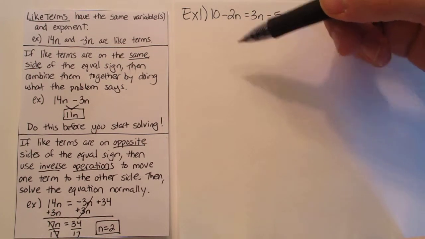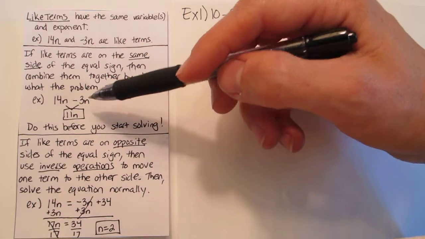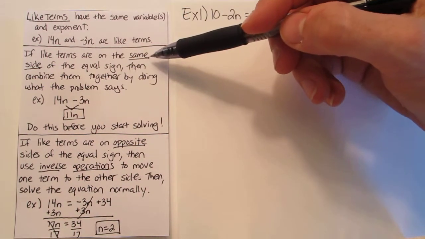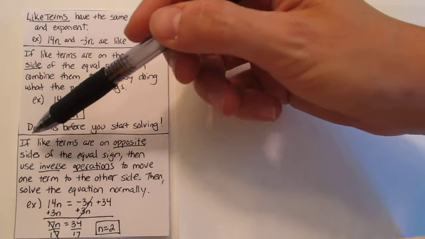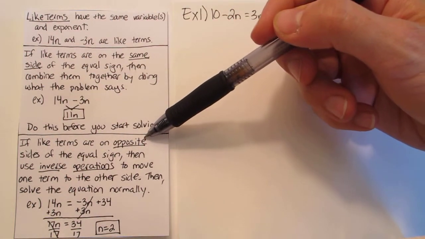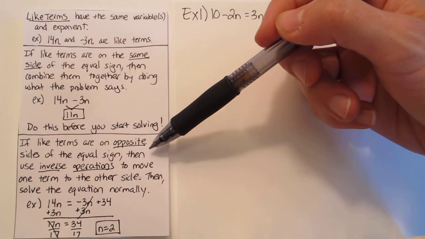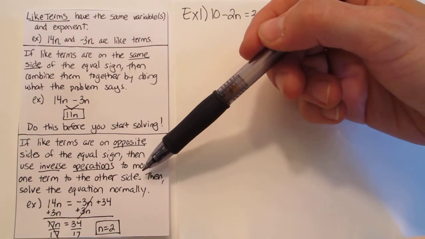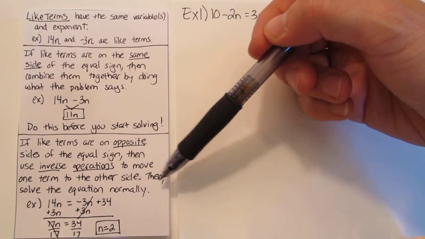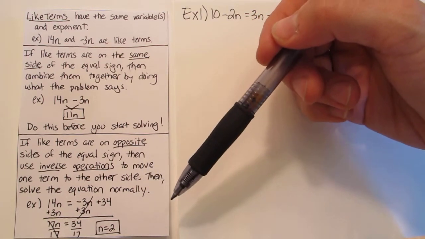So before we start solving, we'll combine like terms if they're on the same side. But if they're not, we need a different thing to do. So it says down here, if like terms are on opposite sides of the equal sign, then you're going to use inverse operations to move one term to the other side. So we're beginning the solving process. Then we would solve the equation normally.